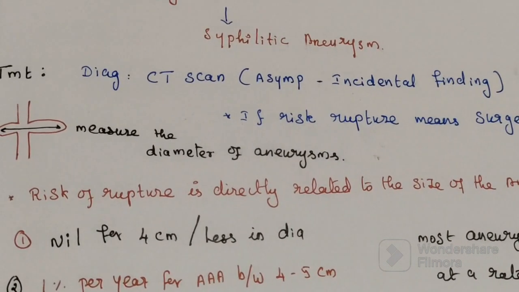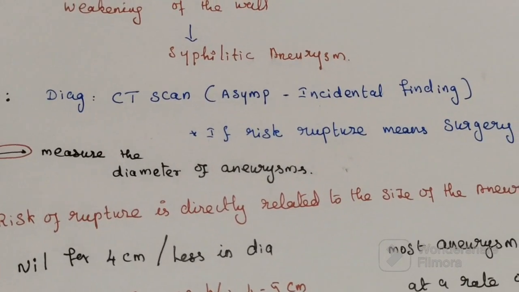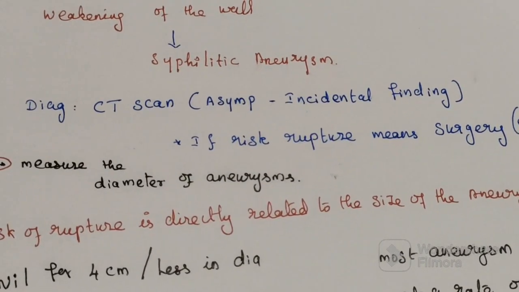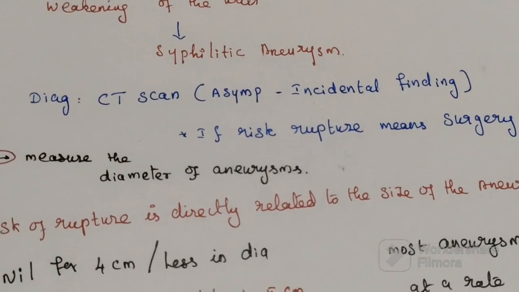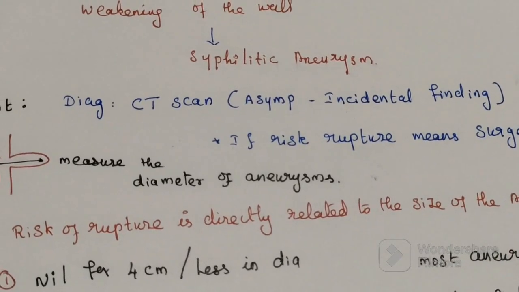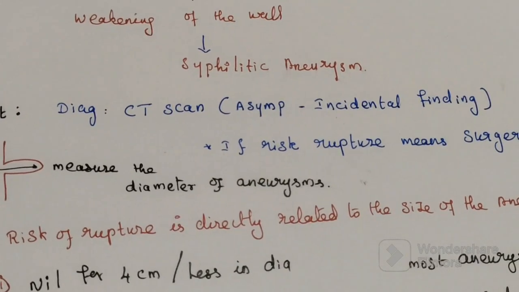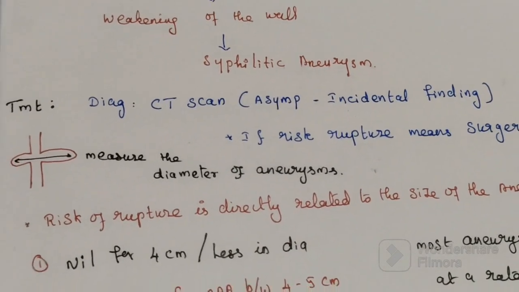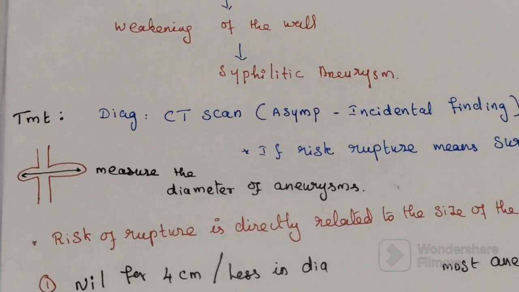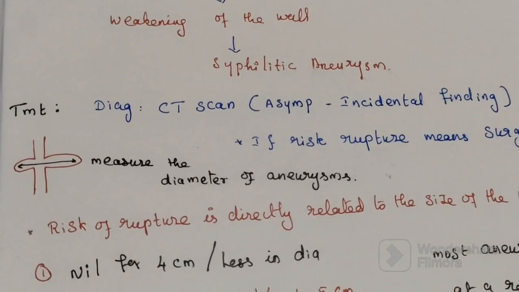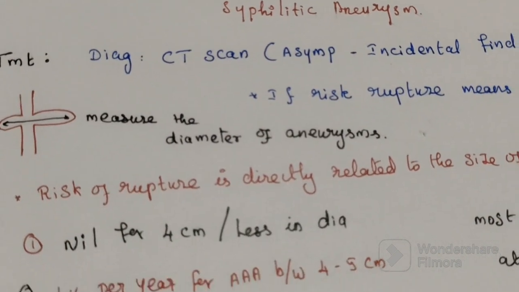Finally, treatment for aneurysm. How we diagnose is CT scan. Asymptomatic, for finding other disease, incidental finding of aneurysm. So how will we give treatment? If rupture, risk of rupture means surgical only, correct. Rupture means emergency condition. What is the risk of rupture? You can see the diameter of aneurysm.